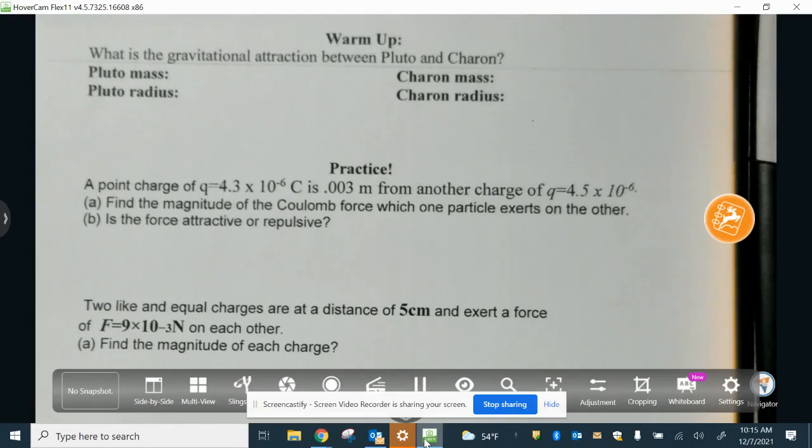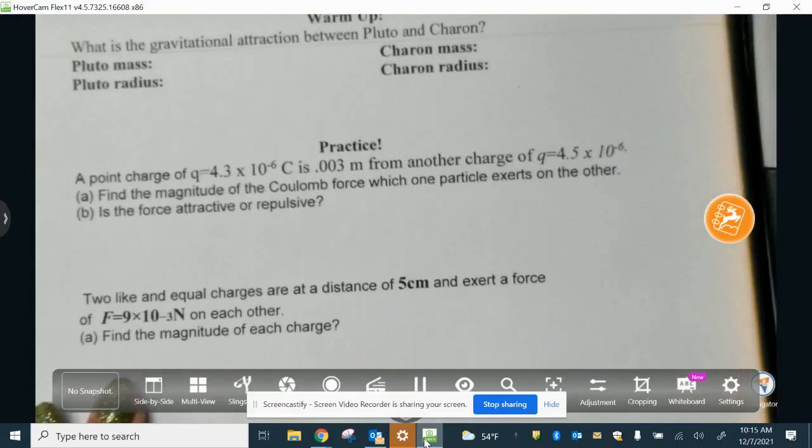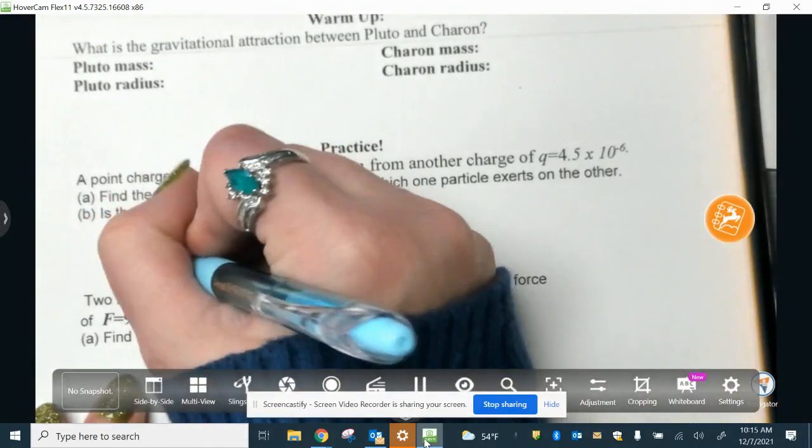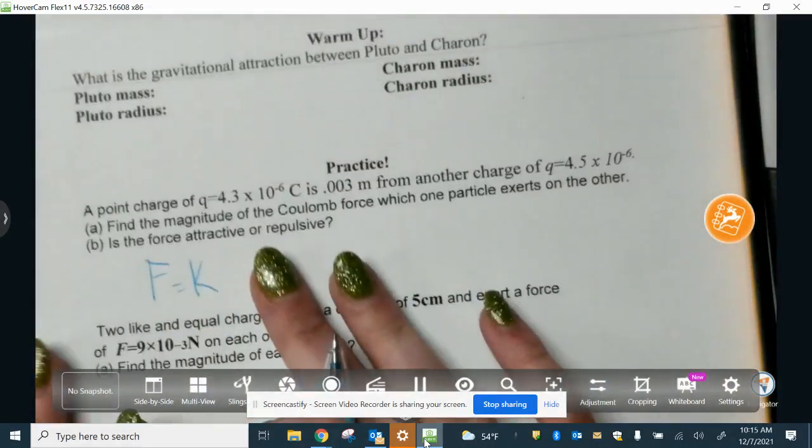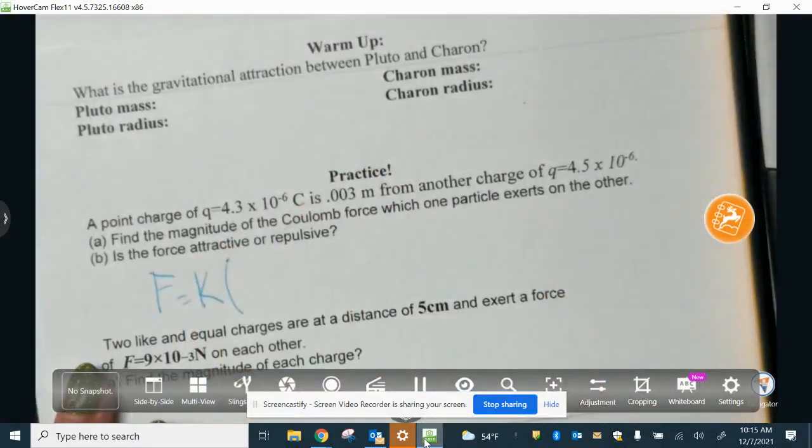Should be 9 times 10 to the 9th. All right. A point charge of 4.3 times 10 to the -6 coulombs is 0.003 meters from another charge of 4.5 times 10 to the -6 coulombs. Find the magnitude of the force. Remember that magnitude means number. F equals K.